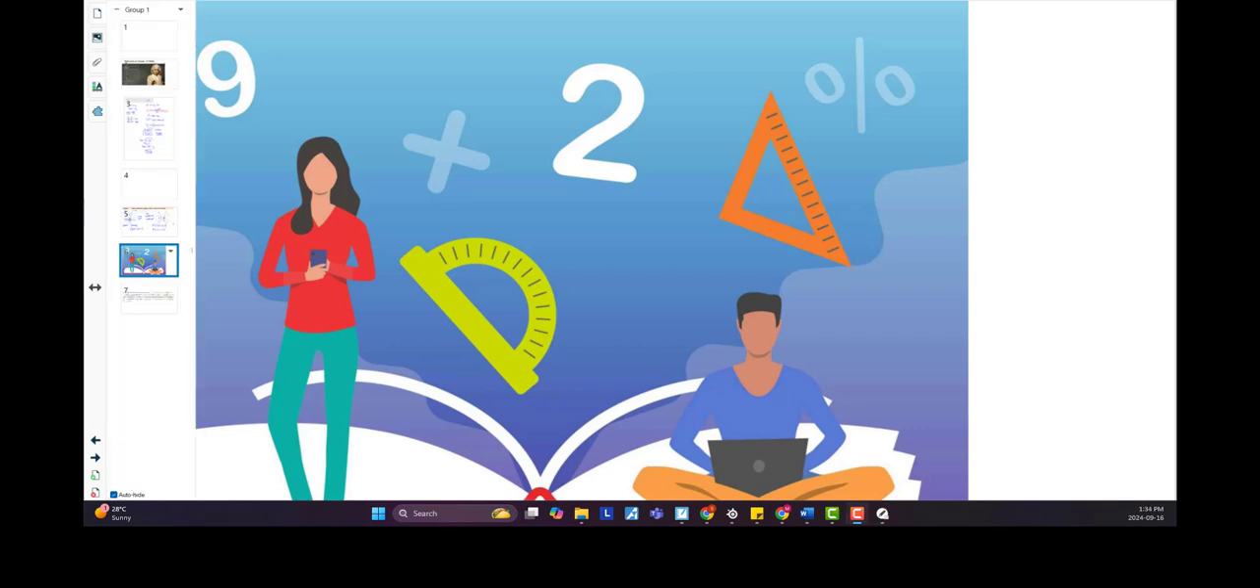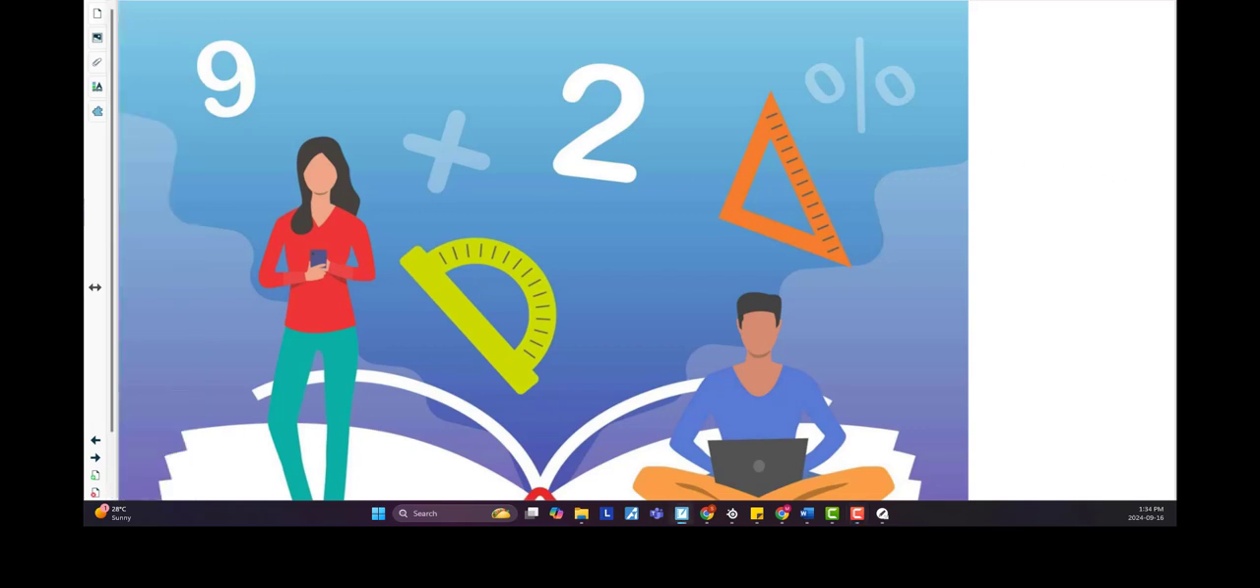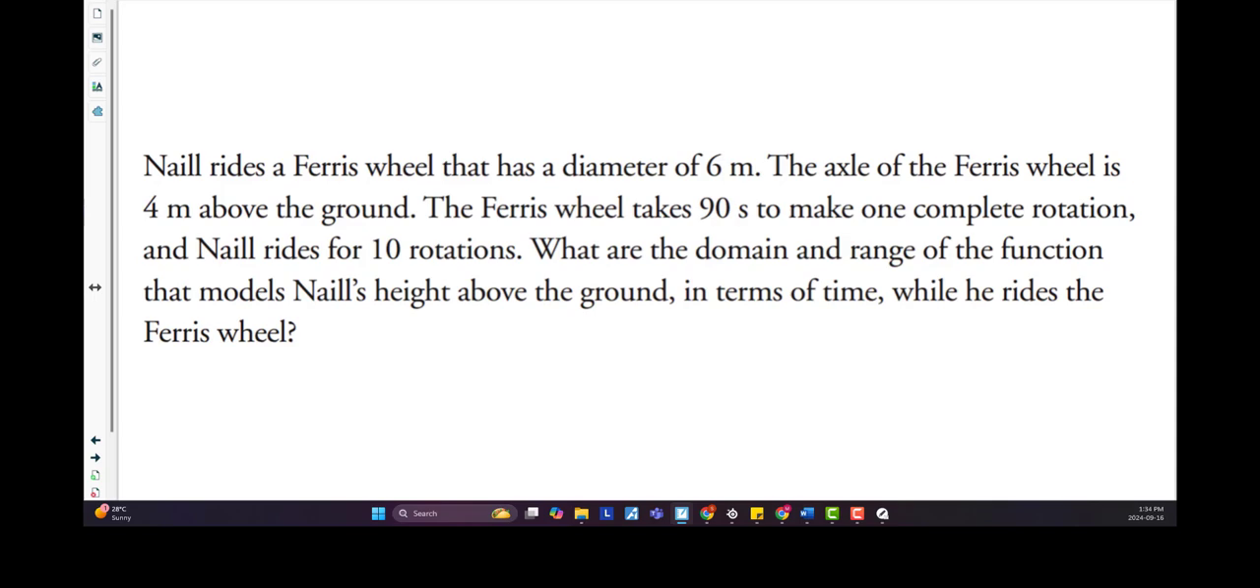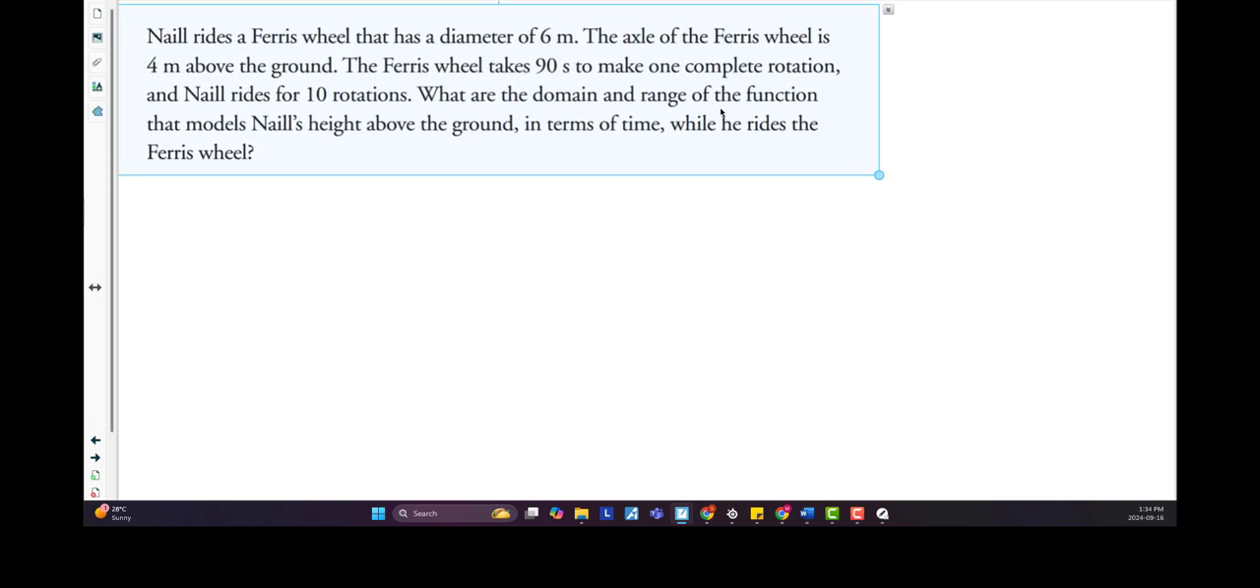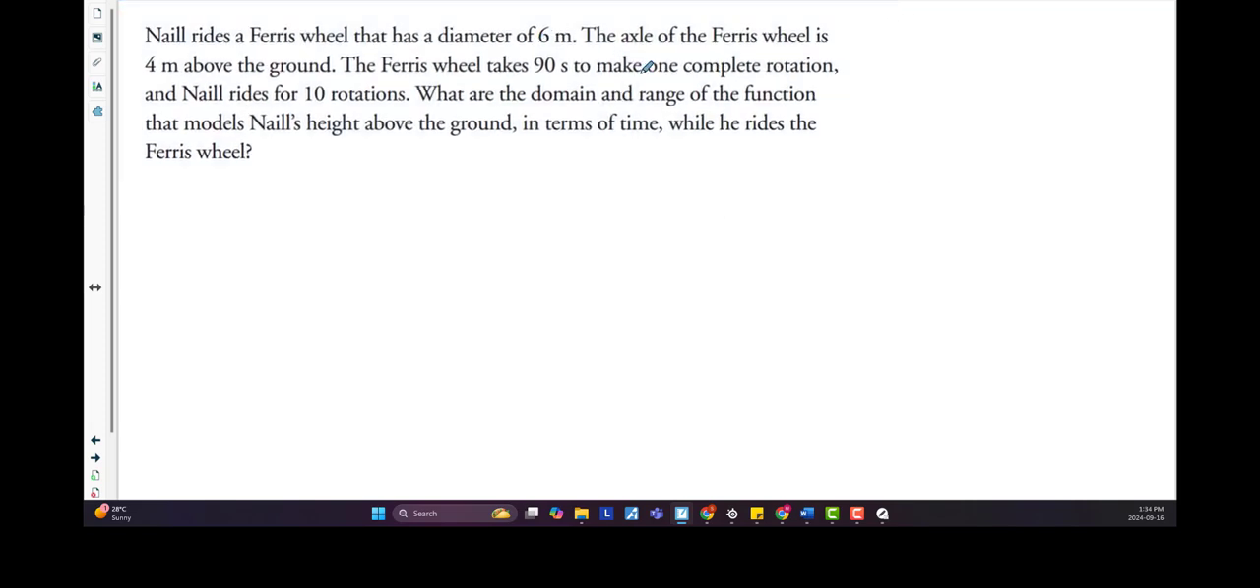Okay, welcome back. Unit 1, Lesson 1, Example 3. Here we have Neil, and they're riding a Ferris wheel that has a diameter of 6 meters. The axle of the Ferris wheel is 4 meters above the ground, and the Ferris wheel takes 90 seconds to complete one rotation. And we know that Neil rides for 10 rotations. So what are the domain and range of the function that models Neil's height above the ground in terms of time while he rides the Ferris wheel?